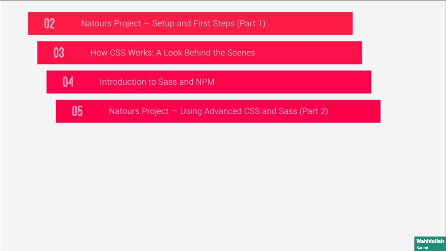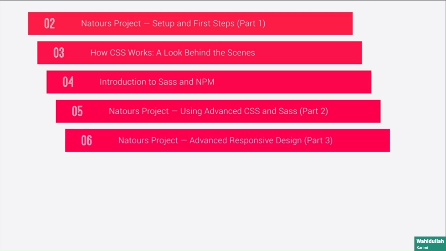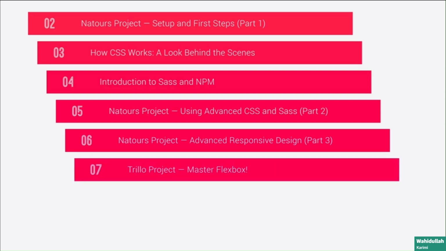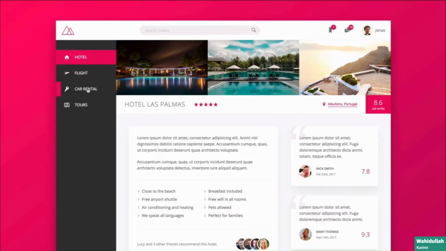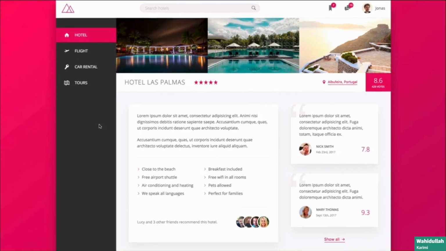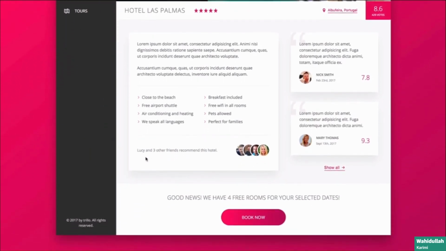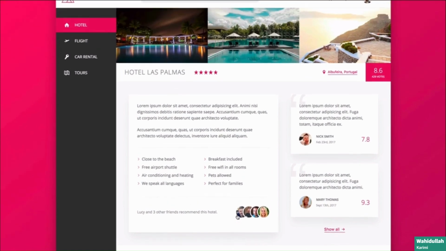Then, section 5 is the biggest part of the course. And this is where we will continue building the Natures project that I showed you, and where you will learn countless new CSS properties and features. After that, in section 6, we keep building the Natures project, but now with a heavy focus on advanced responsive design. In section 7, we then build a whole new project, this time using the immense power of Flexbox. So I will introduce you to this amazing new technology, and then we build this entire modern-looking project called Trello, using Flexbox and some other stuff that I'm going to show you as well.